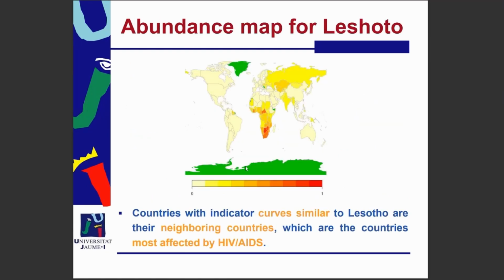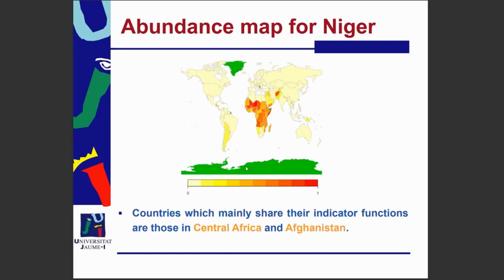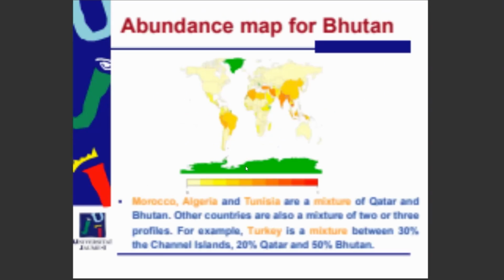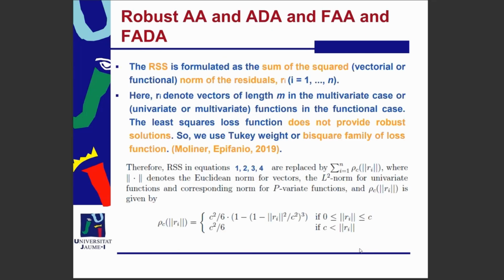I won't go into the description of the countries here, but the point is that we can represent the rest of the countries of the world with these five extreme countries, as a percentage of these five archetypoids. So this is very easy to understand for non-expert persons. For example, Turkey is a mixture of 30% Channel Islands, 20% Qatar, and 50% Bhutan. I have not explained the description of these countries, but they are extreme in this kind of series.